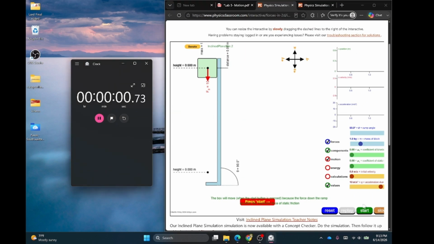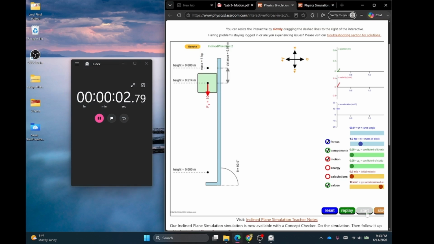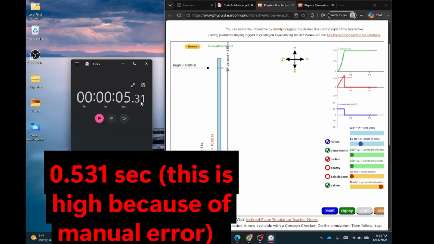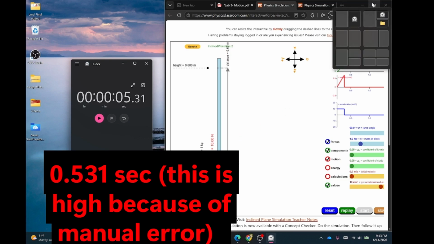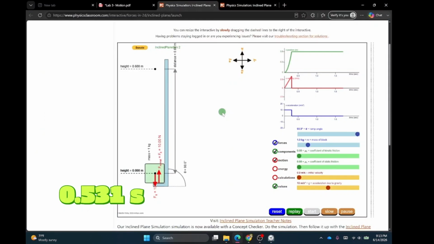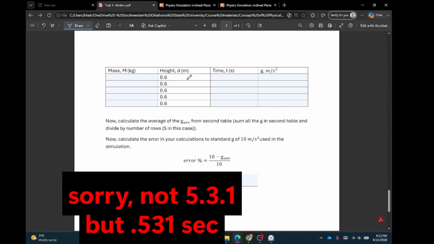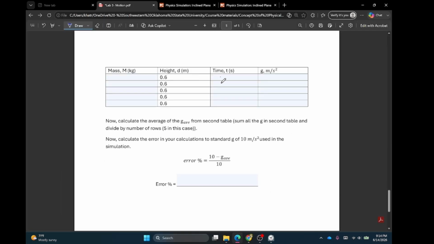Start the clock, and so this is seconds, right? So this is 5.31. It took around 5.31 seconds to drop from this position to this position, and you will use that time and put it here.